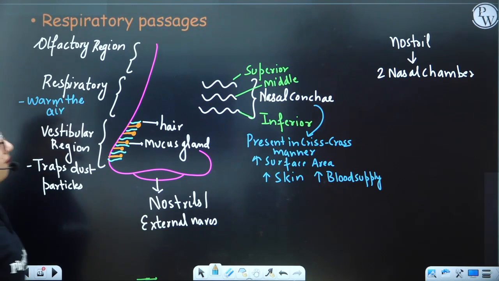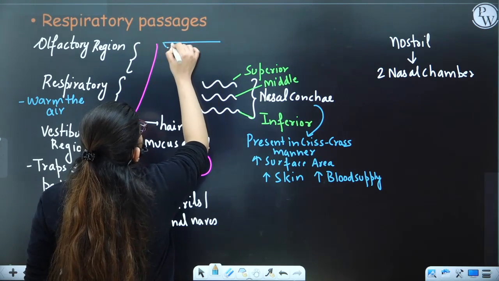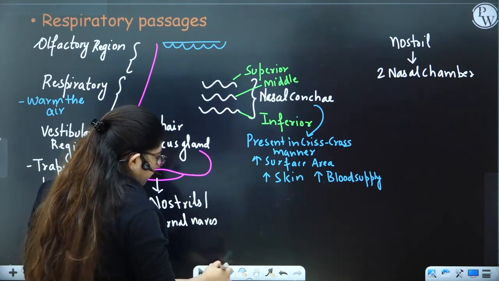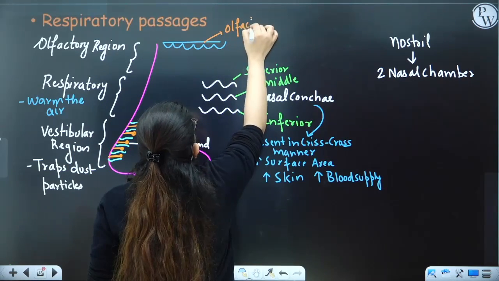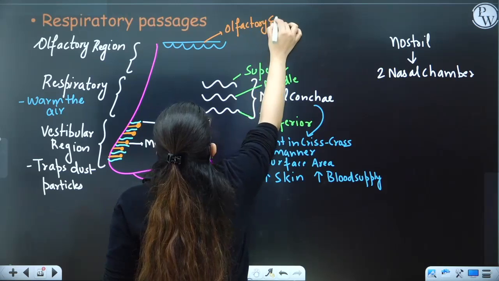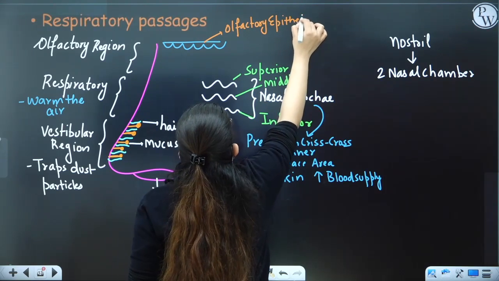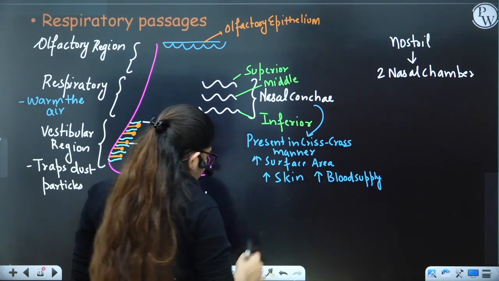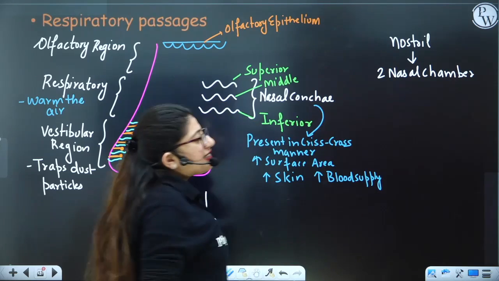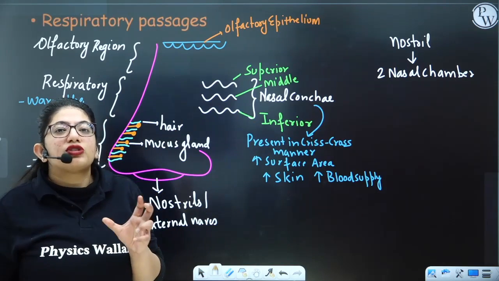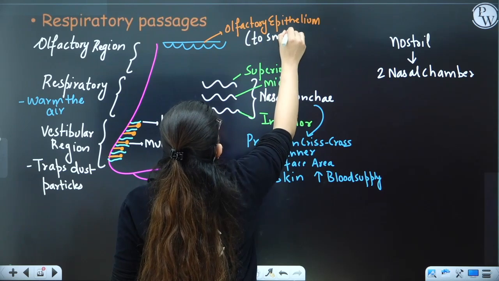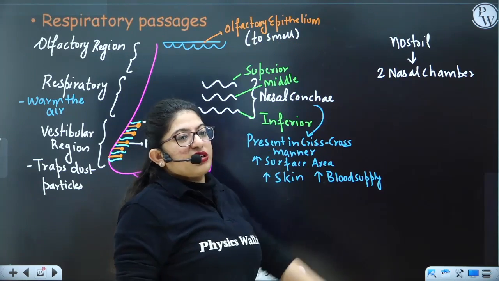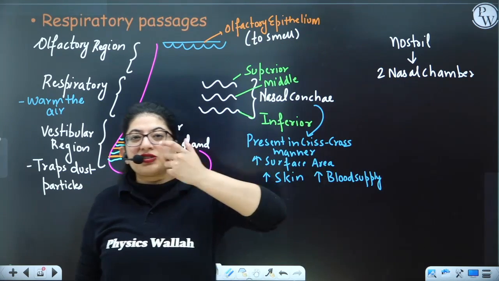What about olfactory? The olfactory region has olfactory epithelium. This olfactory epithelium has some sensory cells that help you to smell. So what is its function? It helps to smell. For example, somewhere in the house, someone is cooking Maggie.